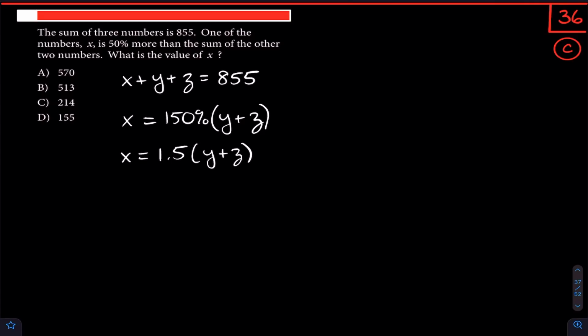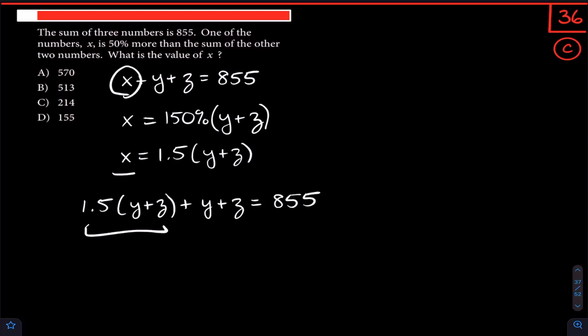And now you actually have a substitution, because you know that if x, let's just erase the entire thing. If x is 1.5 times y plus z, then I can just replace that in here. I know that 1.5 times y plus z plus y plus z is equal to 855. See, I just plug that in for x because that's what this equation tells me to do.